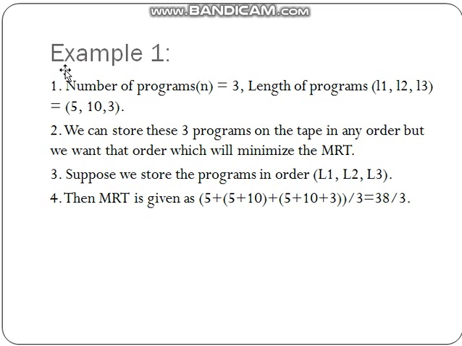Let's see one example. Here the number of programs is given as 3. Lengths of the programs are l1, l2, l3, that is 5, 10 and 3. We can store these 3 programs on the tape in any order, but we want the order which will minimize the mean retrieval time. Suppose we store the programs in order l1, l2, l3. In that case, MRT is given as (5 + (5 + 10) + (5 + 10 + 3)) divided by 3. So that is 38 by 3.